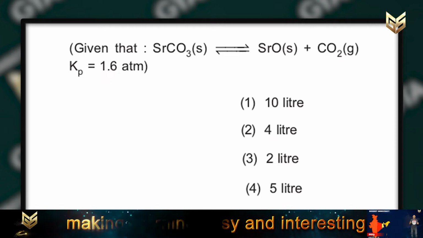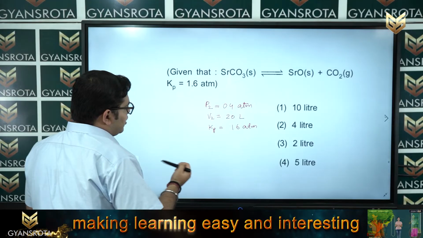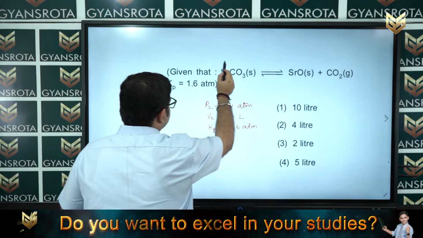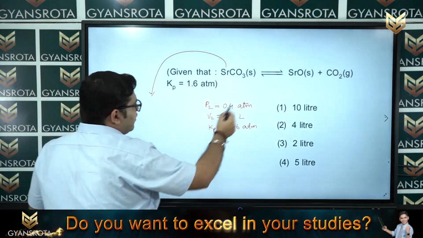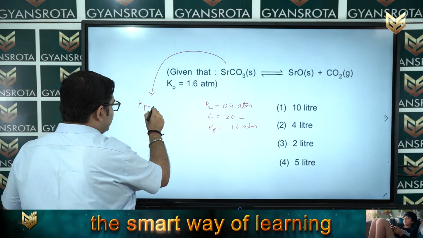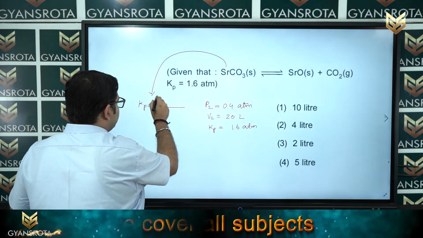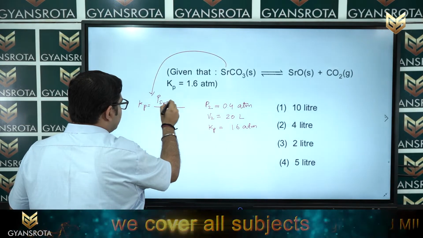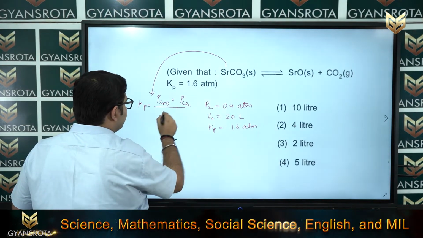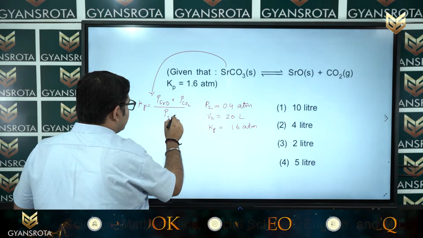Now we are moving to the solution part. If you see this reaction they have given, how to find out the Kp for this reaction? Kp is equal to PSrO into PCO2 divided by PSrCO3.